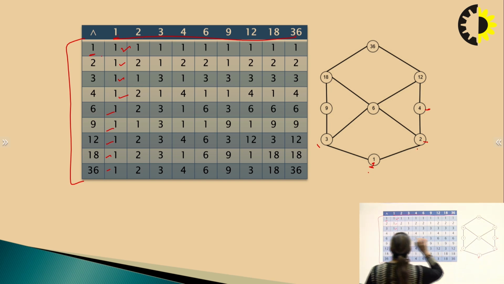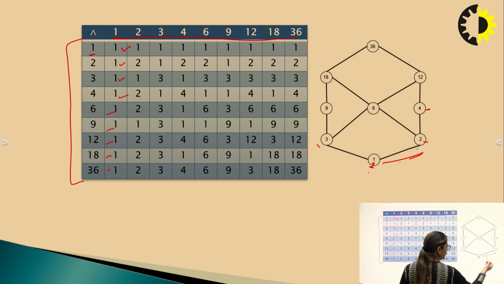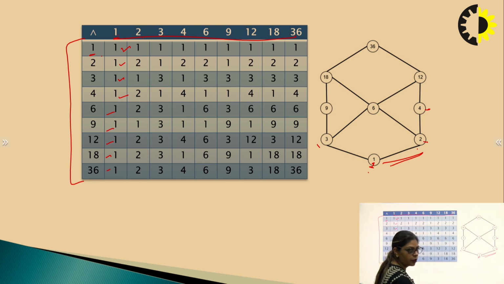2 and 1, or 1 and 2, will be 1, right? According to the commutative property, 2 and 1 or 1 and 2 will have the same meet, so it will be 1. Now 2 and 2 will be 2, according to the absorption property, right?